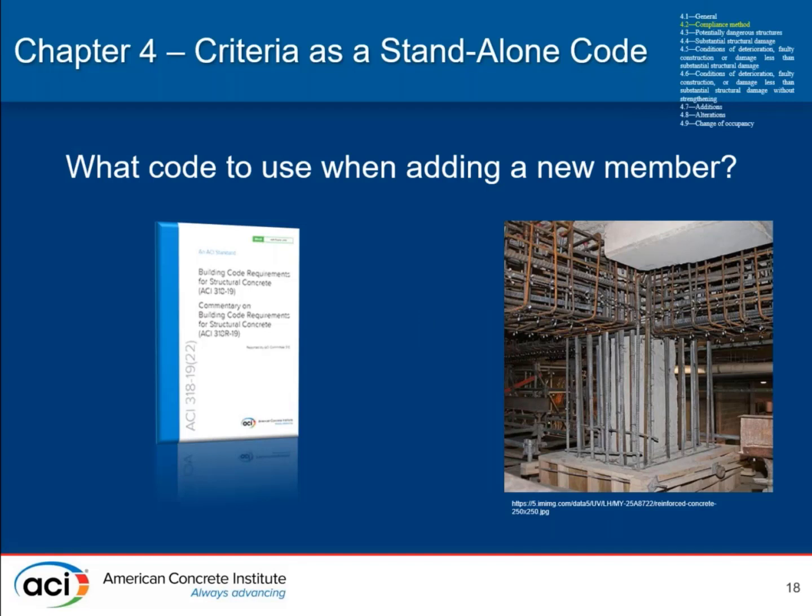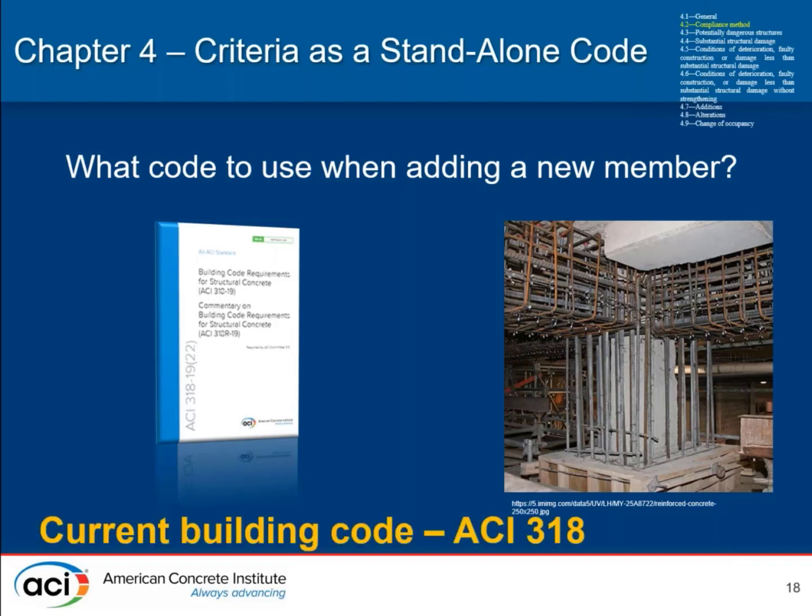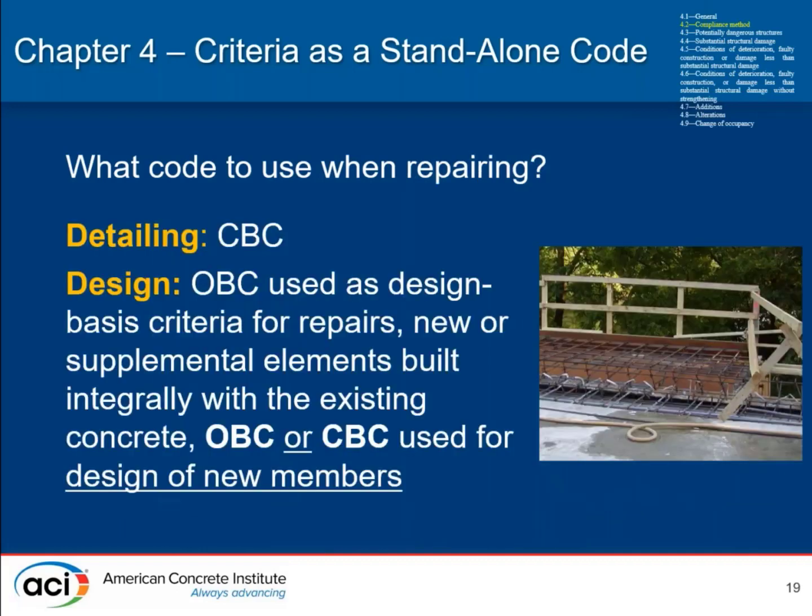What do we use when we're adding new members? For new members, Article 4.2.3 of ACI 562 states that ACI 318-19 shall be the design basis code for new members and for connection of new members to the existing structures. So new members, ACI 318, the current building code.